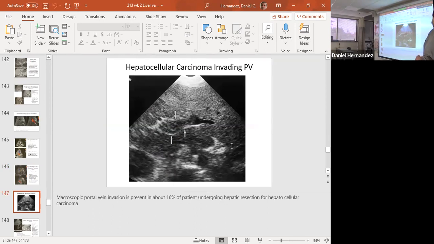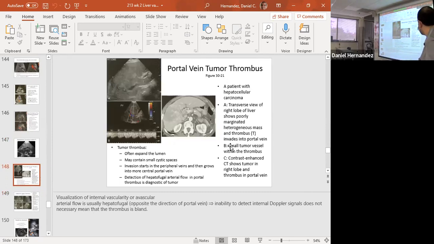So this is now hepatocellular carcinoma, which has invaded the main portal vein. So a macroscopic portal vein invasion is present in about 16% of patients undergoing hepatic resection for hepatocellular carcinoma. So portal vein tumor thrombus, in a patient with hepatocellular carcinoma. So with tumor thrombus, it often expands the lumen and it may contain small cystic spaces. So invasion starts in the peripheral veins and grows into the more central portal veins.